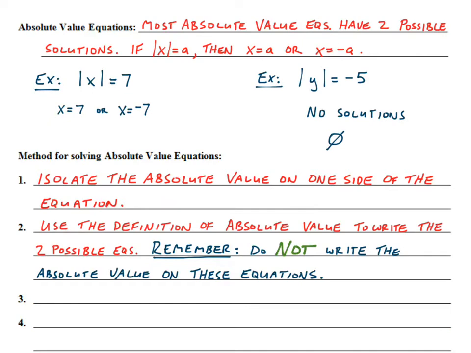All right, now we're ready for step number 3. For step number 3, we're going to solve each equation, and solve each one separately. In the one of our example there, of course, there was nothing to solve, since x is already by itself. And then finally, we want to check the solution.